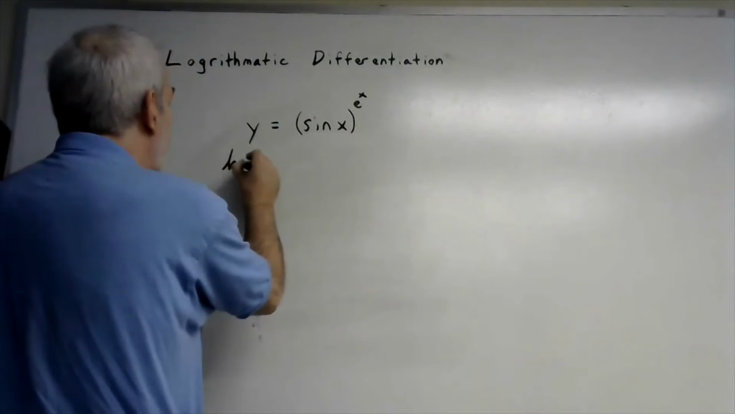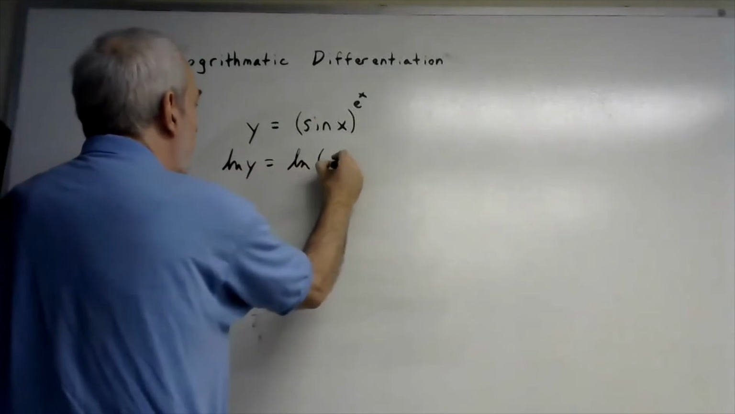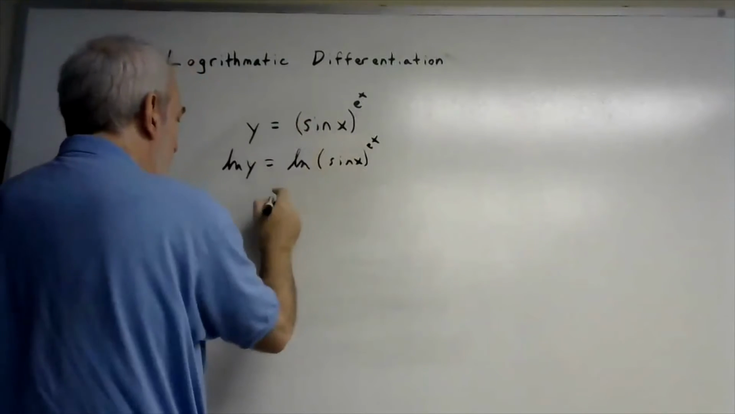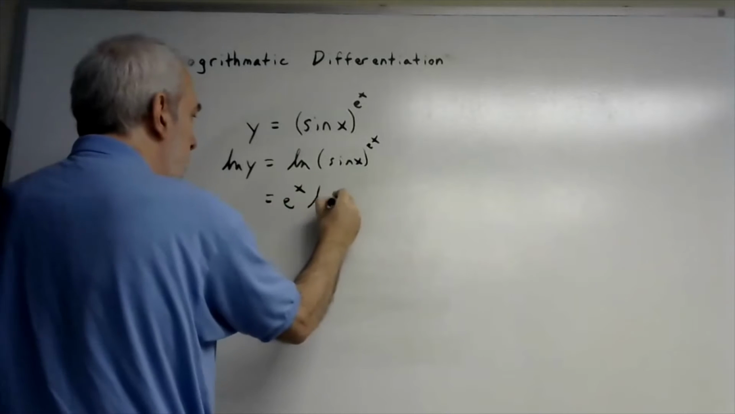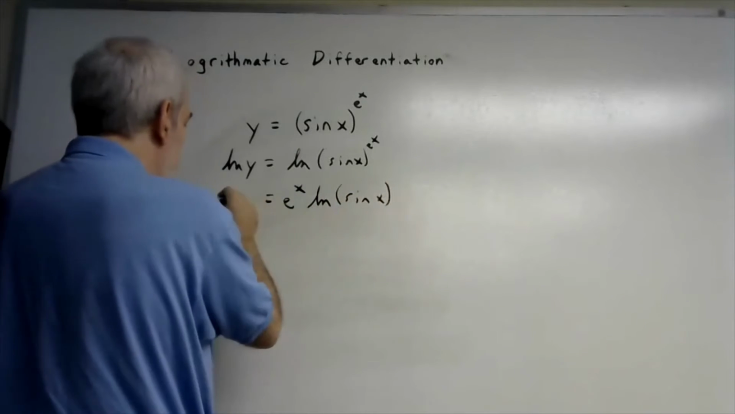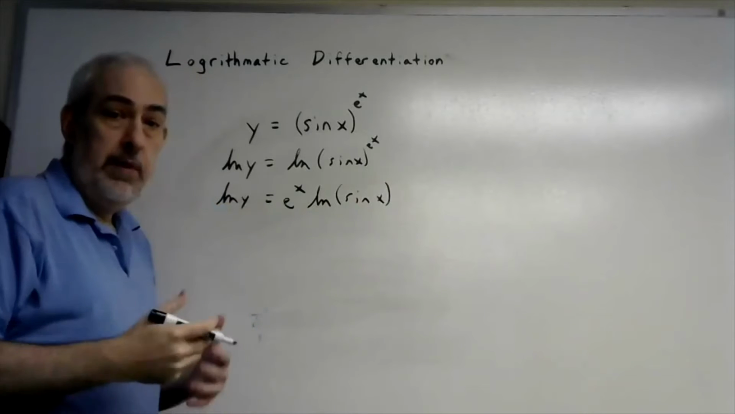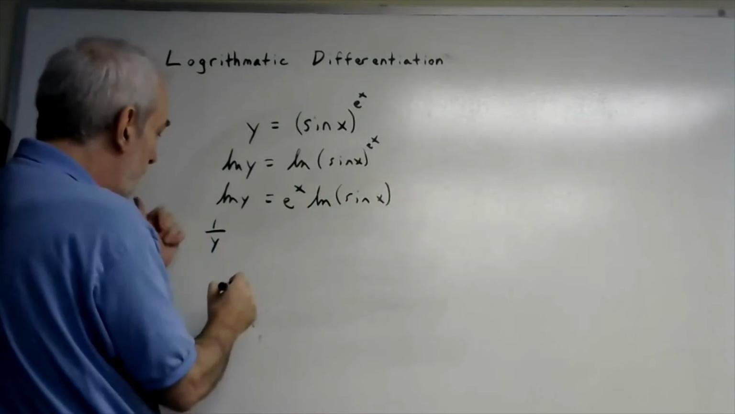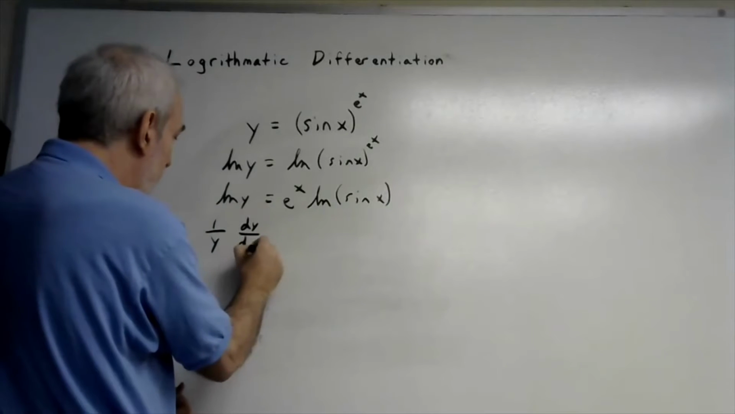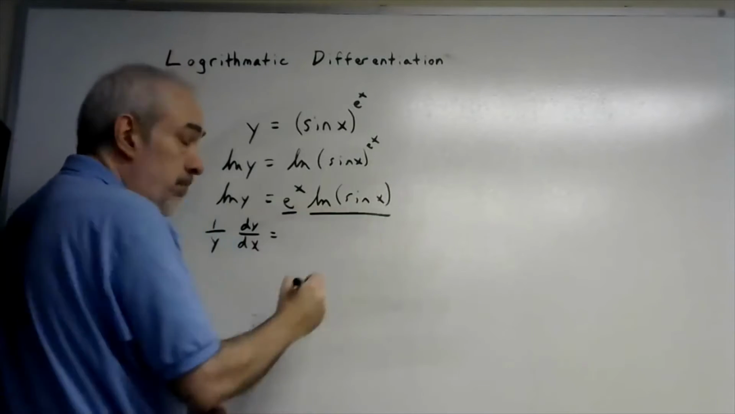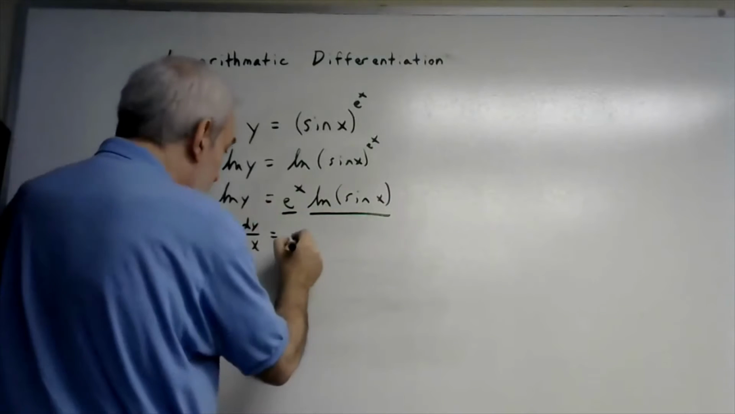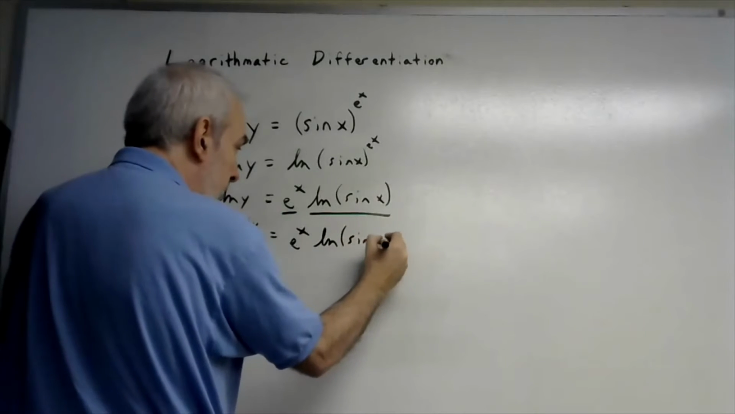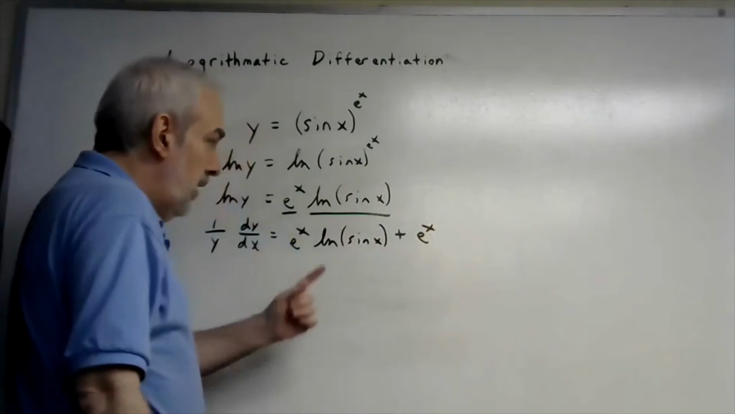Okay, first step, take the natural log of both sides. Then bring down the power. Now implicitly differentiate. So take the derivative with respect to x on both sides. So that's going to be 1 over y times dy/dx equals product rule. Derivative of the first, well, the derivative of e to the x is just e to the x, times the second, plus the first, times the derivative of the second.